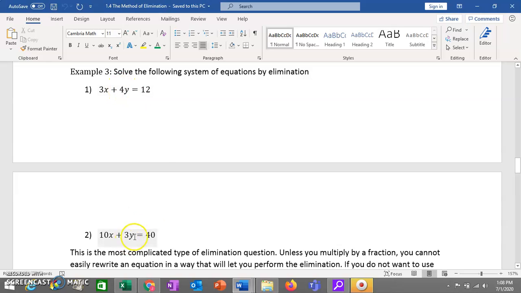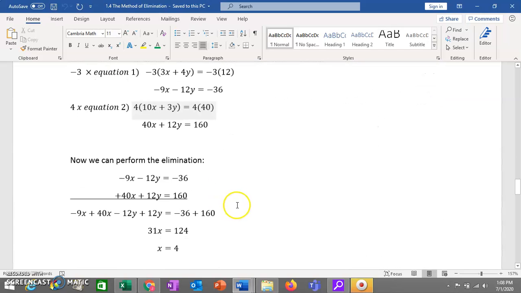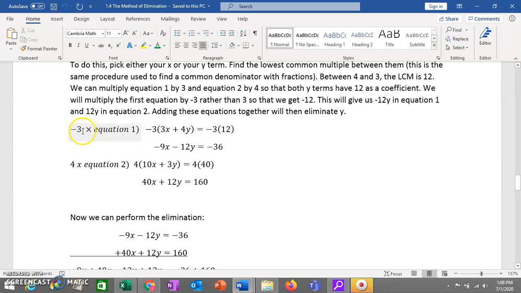So 4 times 3. So what that means then is if I multiply the top equation by 3 and the bottom equation by 4, I'm going to get a 12 here and I'm going to get a 12 there, and then they will eliminate. So I can multiply the top by 3 and the bottom by -4, or I can multiply the top by -3 and the bottom by 4. As long as the signs are opposite, then I'm going to get a 12 and a -12, which will eliminate. Okay, so I've multiplied the top by -3 and the bottom by +4.